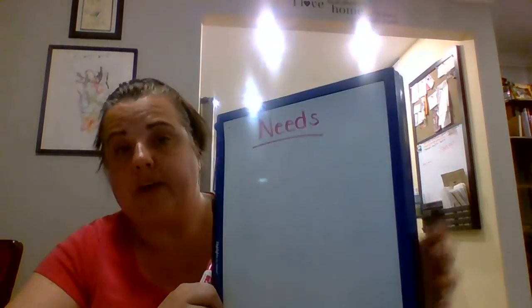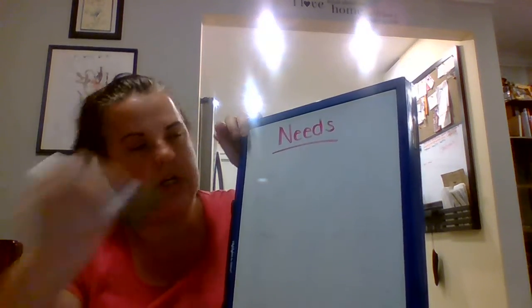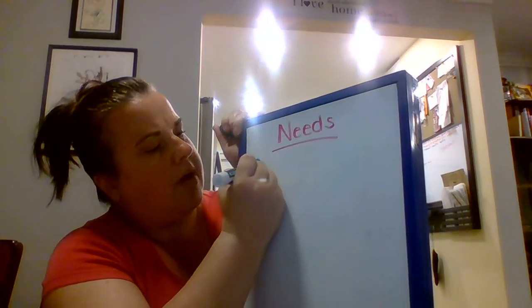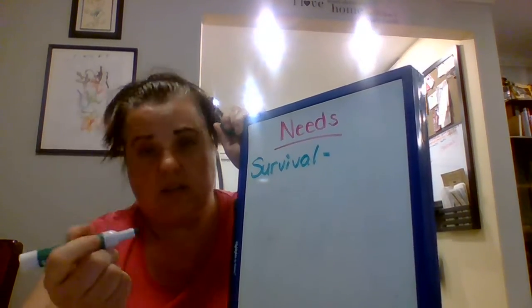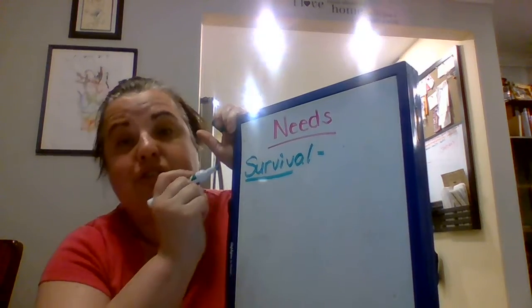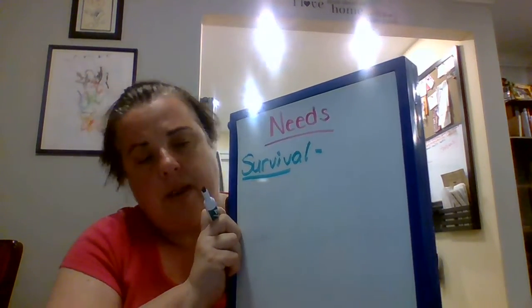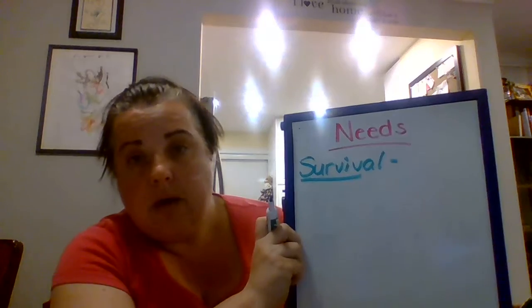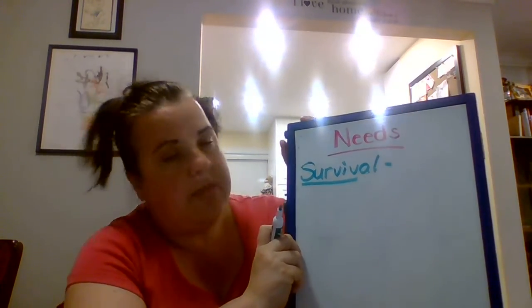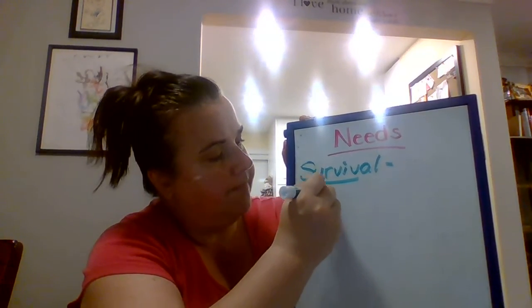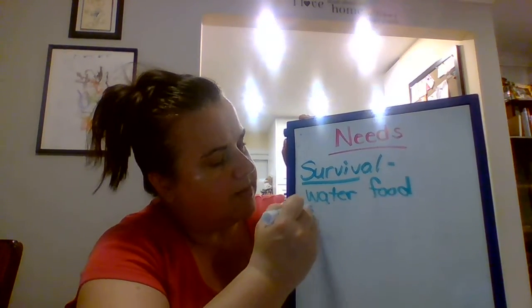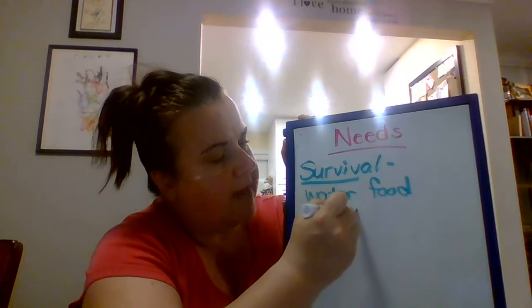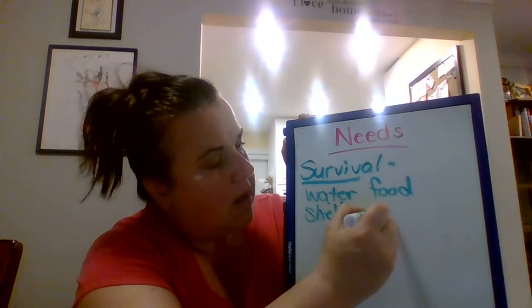Let's first do our survival needs, okay? Oops, I want to change color. Okay, so a survival need is just like it sounds. It is something we need to survive, okay? So without having this, we could die, okay? So things like this are water, okay, food, some type of shelter. Doesn't necessarily have to be a house, but some sort of shelter.